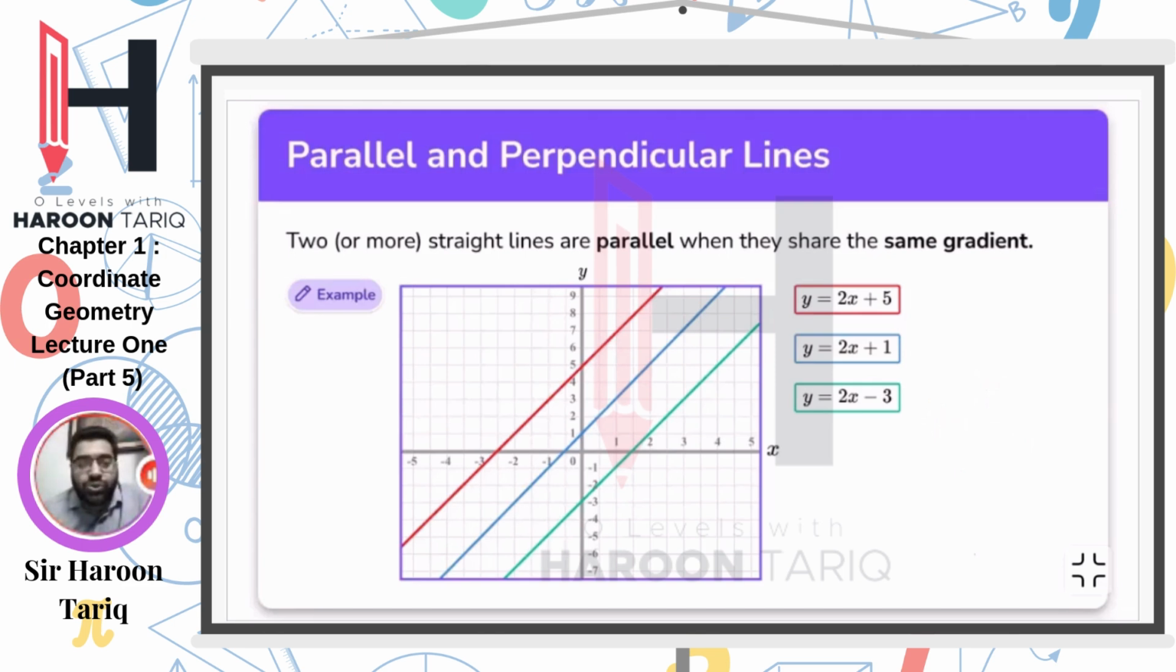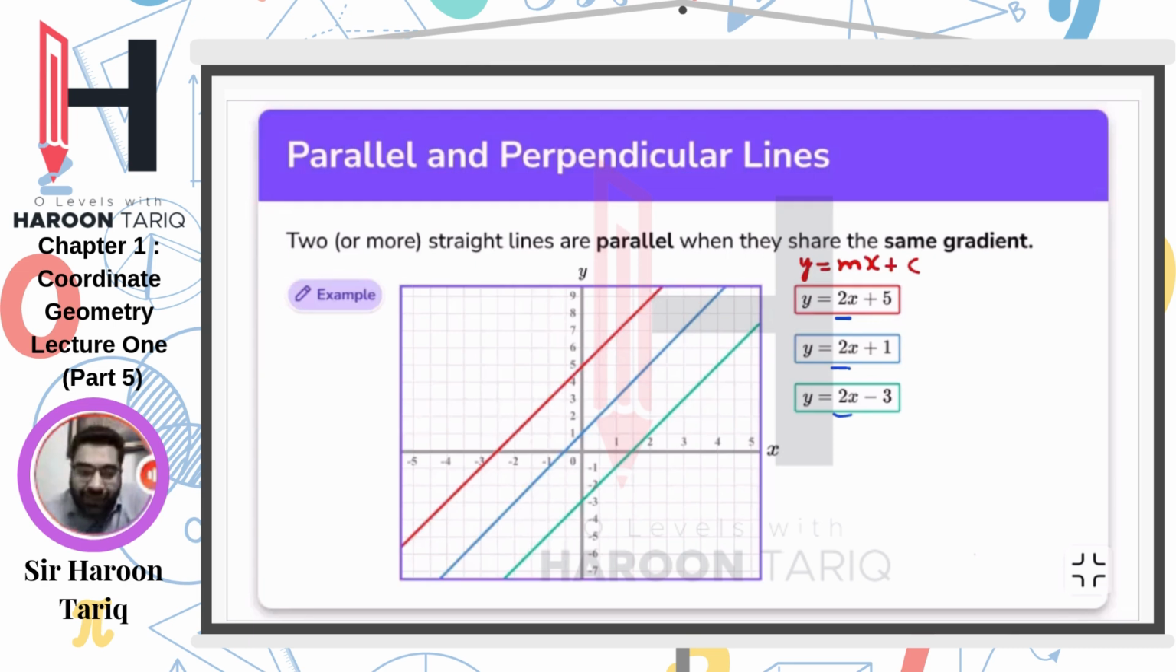Okay, now, two or more straight lines that are parallel have the same gradient, as you can see. These are all parallel lines. If you find the gradient of this line, and this line, the gradient is exactly the same. Our equation is y is equal to mx plus c. What do we notice here? All the gradients are same. 2, 2, 2. All the gradients are same because these are parallel lines.